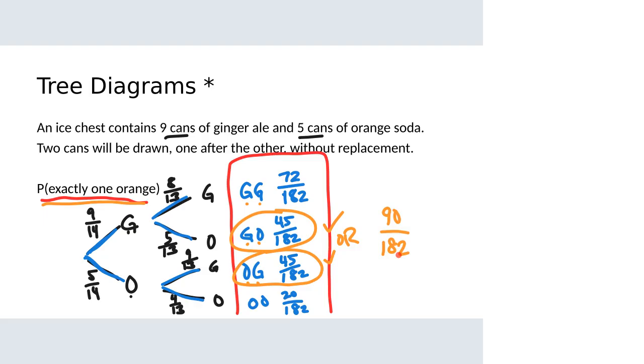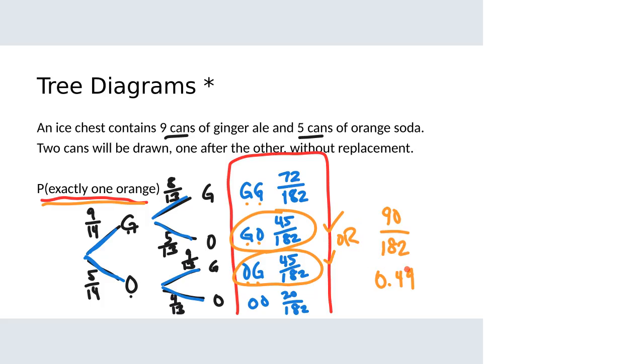If I were asked to write this as a decimal rounded to the nearest 100th, I would just divide 90 divided by 182, and rounded to the nearest 100th, I would have 0.49. Let me know if you have any questions on that before I ask you a couple more questions related to this exact same situation.